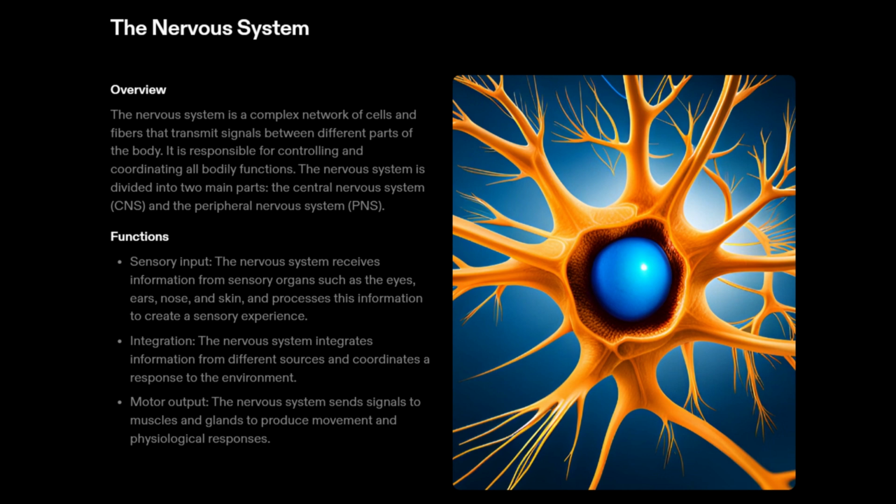Functions. Sensory input. The nervous system receives information from sensory organs such as the eyes, ears, nose, and skin, and processes this information to create a sensory experience. Integration. The nervous system integrates information from different sources and coordinates a response to the environment. Motor output. The nervous system sends signals to muscles and glands to produce movement and physiological responses.